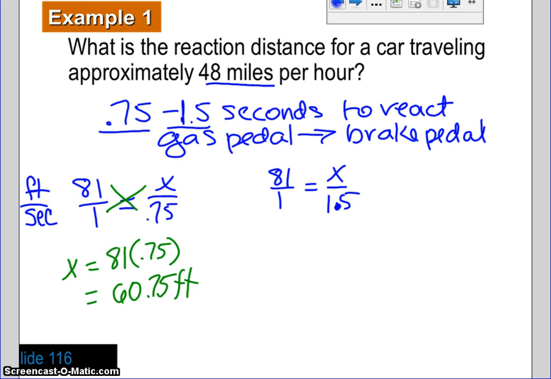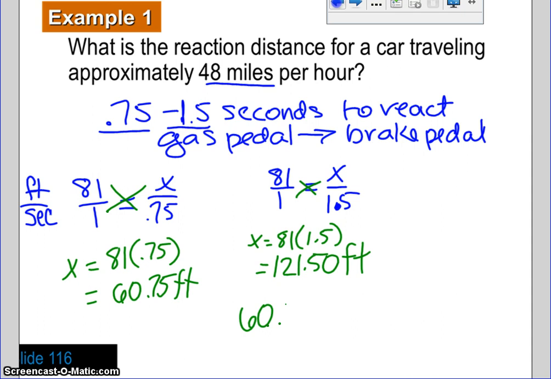So again, same process, cross multiplying, and it's going to be x equals 81 times 1.5. And that would be 121.5, which is exactly double the person going 0.75, which makes sense because 1.5 seconds is double 0.75. So the reaction distance for a car traveling 48 miles per hour, we're looking at approximately 60.75 to 121.5 feet.